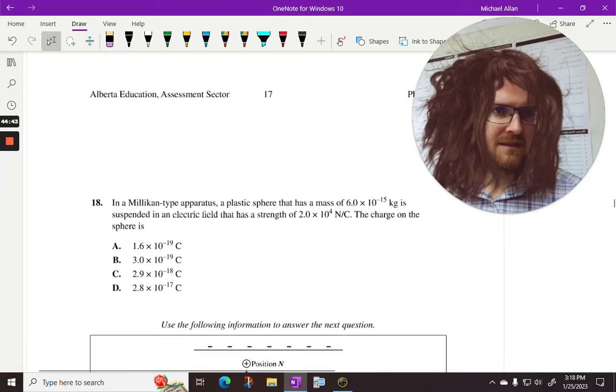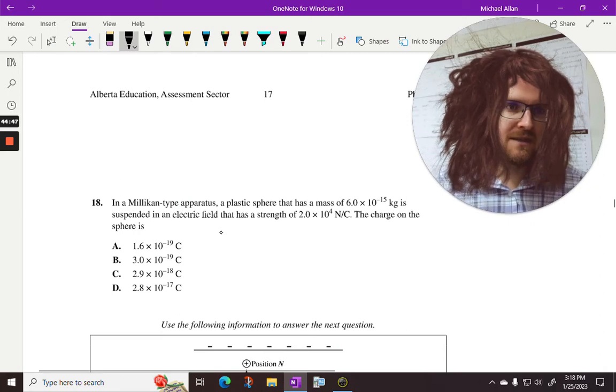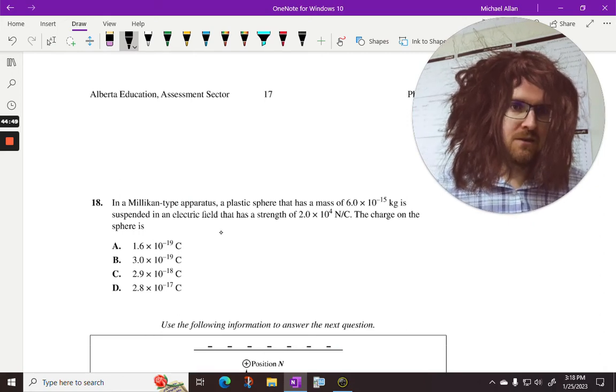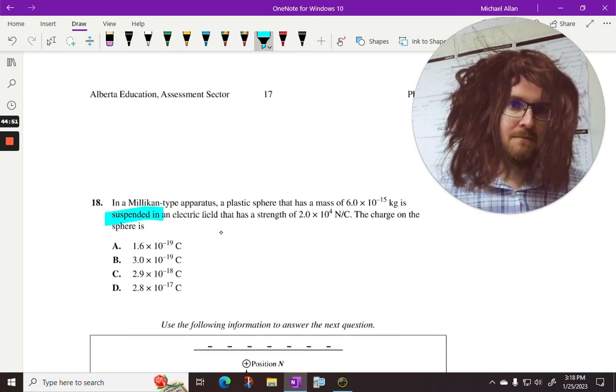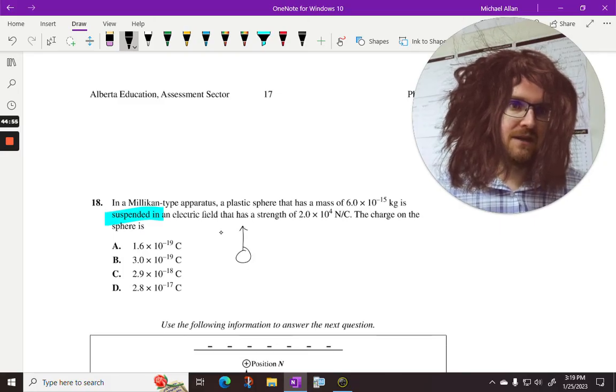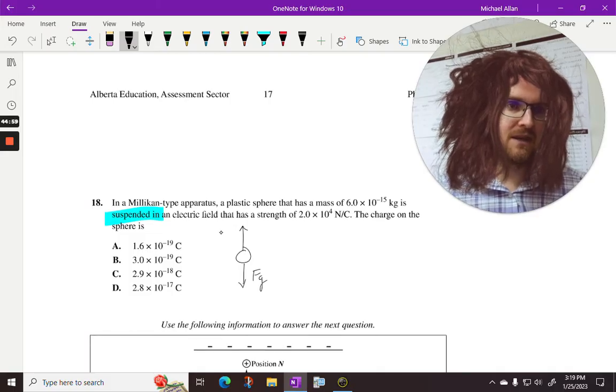In a Millikan type experiment, a sphere is suspended between two parallel plates here. So the keyword is that it's being suspended. That means there have to be two forces on it: a force pulling up and a force pulling down. Because it has mass, it has gravity, so there must be something pulling up on it.